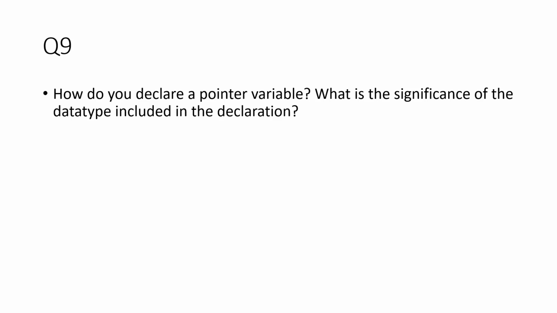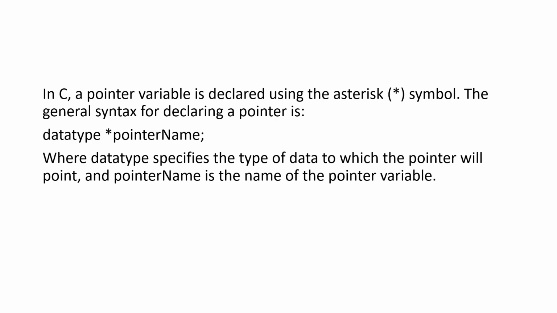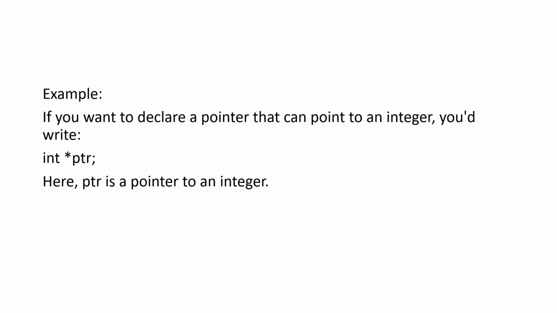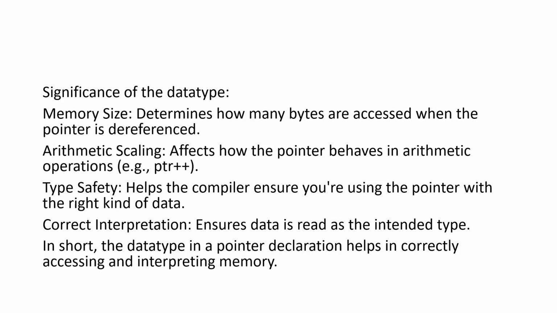How do you declare a pointer variable? What is the significance of the data type included in the declaration? In C, a pointer variable is declared using the asterisk symbol. The general syntax is datatype *pointername, where datatype specifies the type of data to which the pointer will point and pointername is the name of the pointer variable. Example: if you want to declare a pointer that can point to an integer, you would write int *ptr. Here ptr is a pointer to an integer.